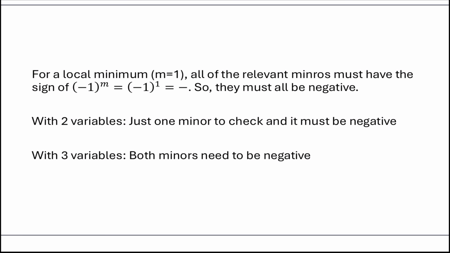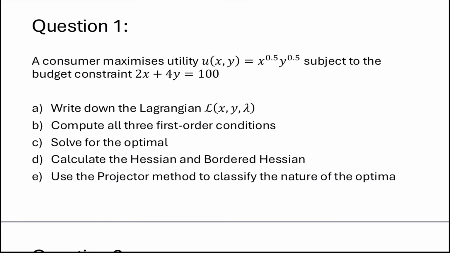Cool. That was a lot of theory, so we'll do some questions and hopefully we can see all that theory in action. Question 1. A consumer maximizes utility, which is a function of x and y, equal to x to the power of 0.5, y to the power of 0.5, subject to the budget constraint 2x plus 4y is equal to 100. Write down the Lagrangian, compute all three conditions, solve for the optimal, calculate the Hessian and bordered Hessian, and use the projector method to classify the nature of the optima.